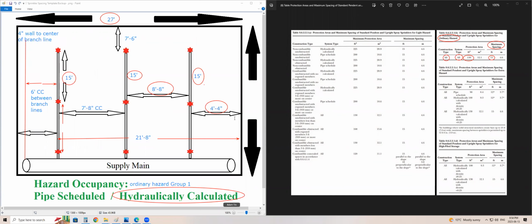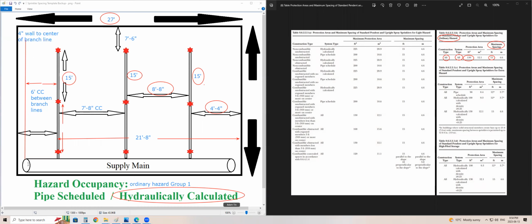So if we were to add up all of our distances, 4'4" plus 8'8" plus 7'8" plus 6 feet plus 4 inches. Just double check myself. Yeah, there you go. That's 27 feet all the way across the room, left to right.